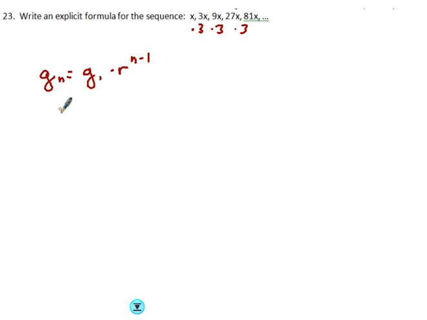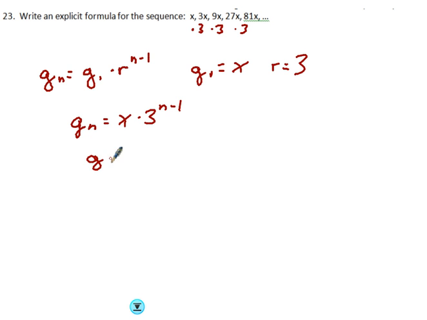So g sub n, you do not know what it is, but g sub 1 you do. G sub 1 is the first term, which is x. And then the common ratio, what are you multiplying by each time, is 3. So all you have to do is fill in the gaps and say g sub n is equal to x times 3 to the n minus 1. You might also see it written this way, g sub n is equal to 3 to the n minus 1 times x.